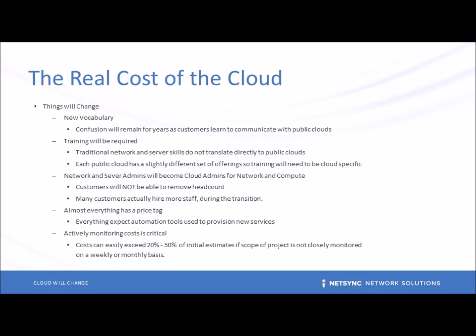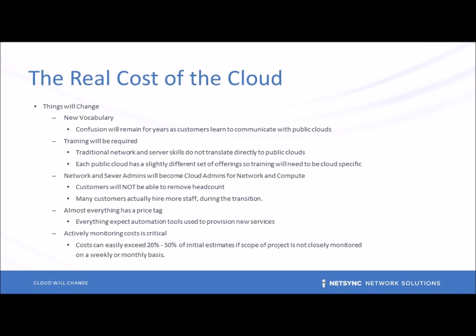It's all cloud specific. So if you adopt AWS and you get all your engineers trained for AWS, it doesn't necessarily mean that you're going to be able to immediately say, okay, well, I want to move to Azure, because Azure has different service offerings and different protocols and different storage protocols. There needs to be training in each specific cloud that you want to use.